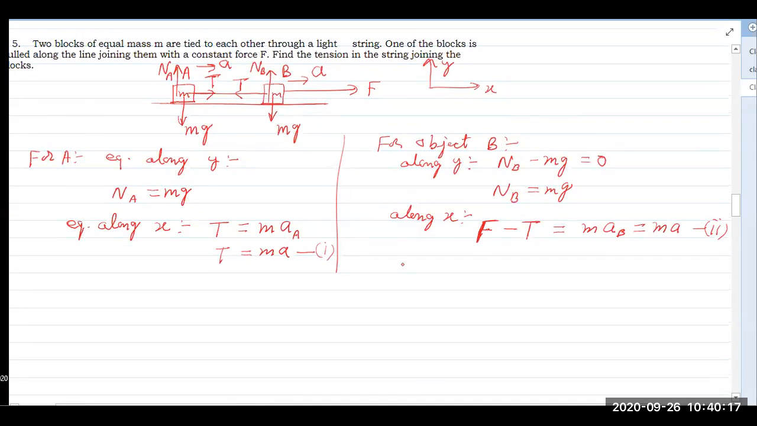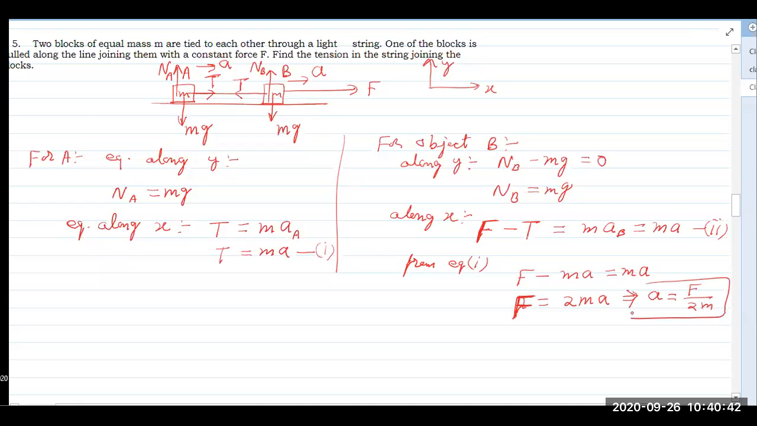From equation 1, we can replace the value of T. T is MA, so F we are getting as 2MA. So how much is A? F is 2MA, so A is F by 2M. So this is the acceleration: A is F by 2M.